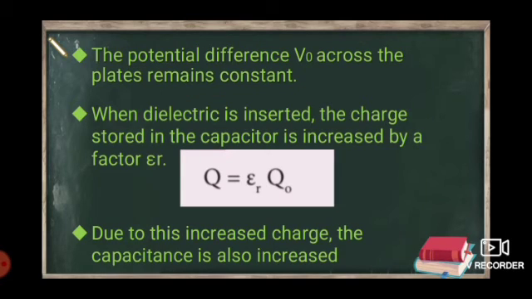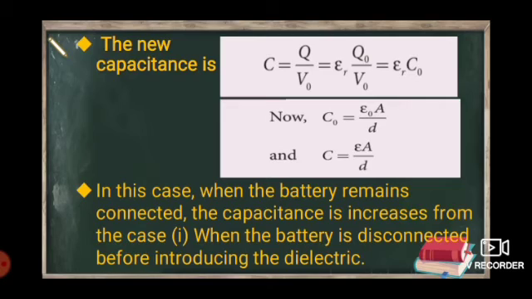So the potential difference V naught across the plates remains constant. When the dielectric is inserted, the charge stored in the capacitor increases by the factor epsilon r. So we can write Q is equal to epsilon r into Q naught. When the charge increases, the capacitance also increases, because we know that the capacitance C is equal to Q divided by V.